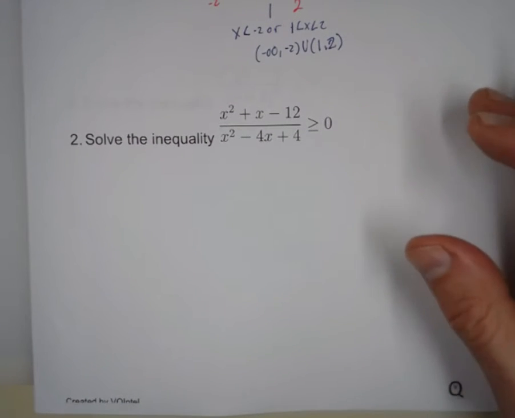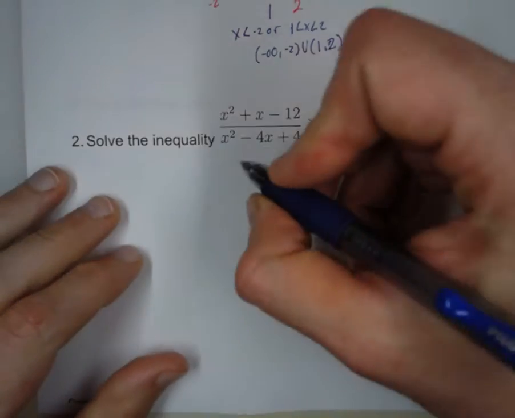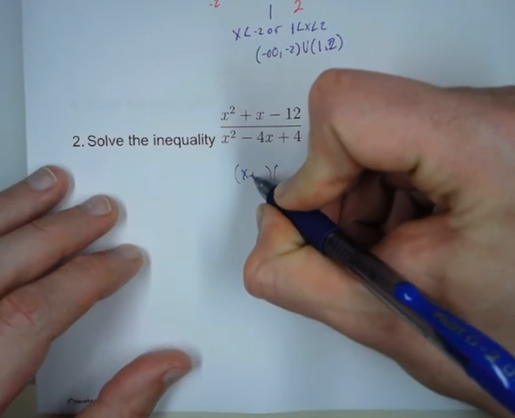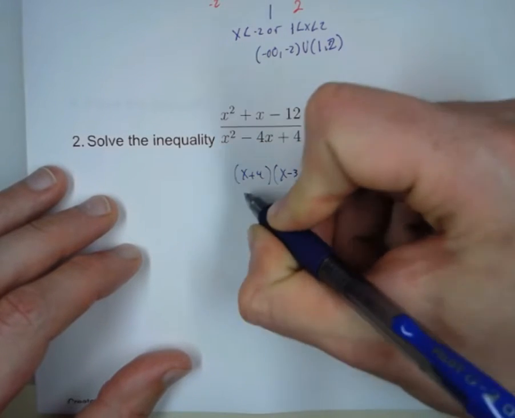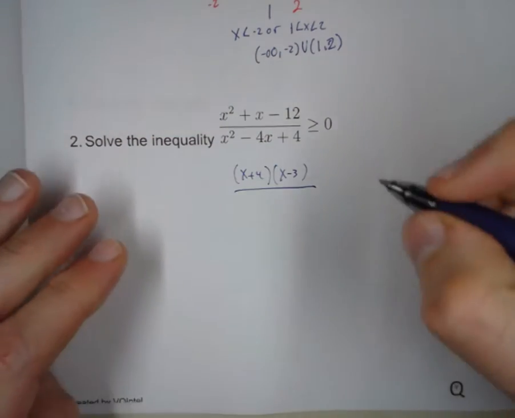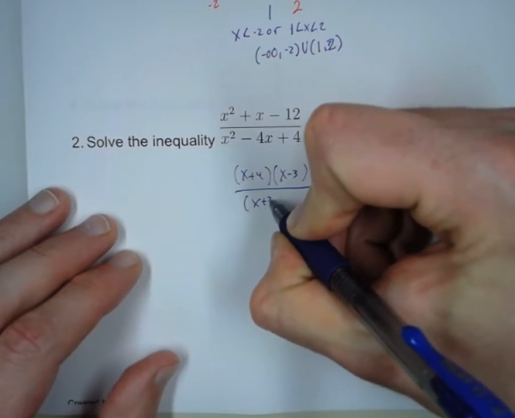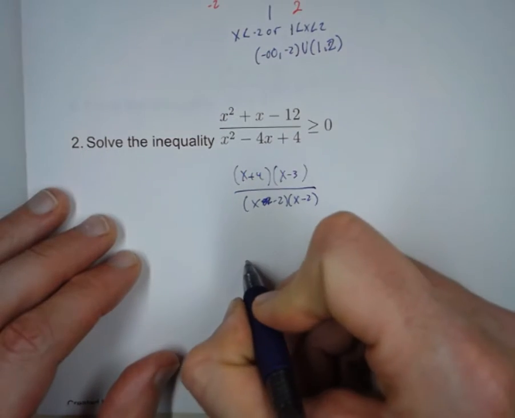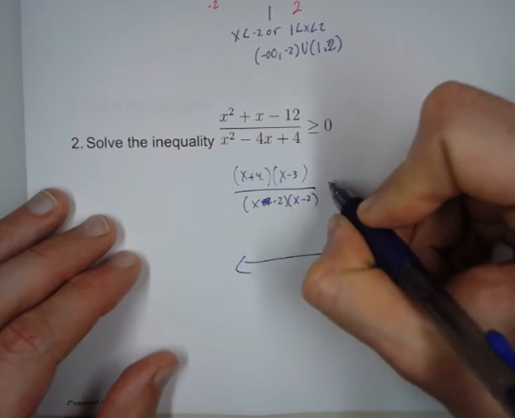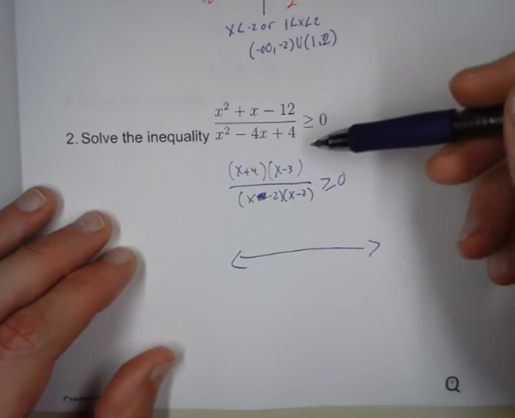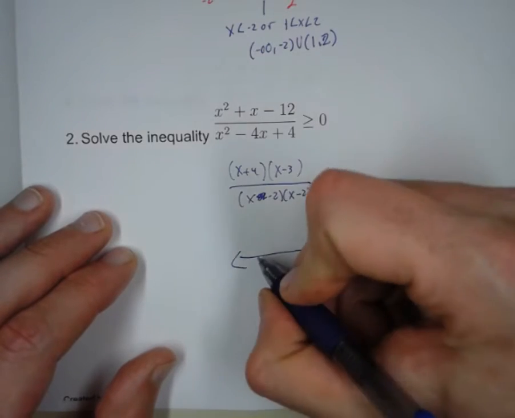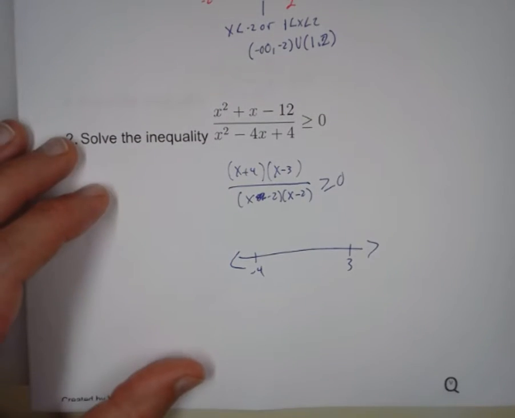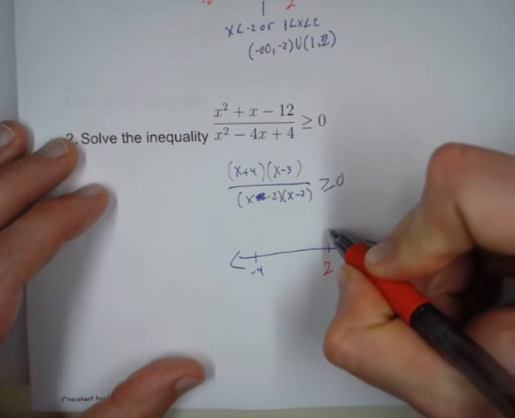All right. So the next one, again, we need to factor the top and we need to factor the bottom. So the top is going to factor into x plus 4 and x minus 3. And on the bottom, this is going to factor into x minus 2 and x minus 2. So what values make the numerator 0? That's going to be negative 4 and 3. What values make the denominator 0? That's going to be 2.